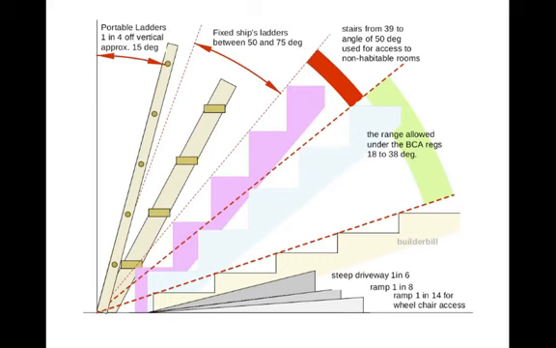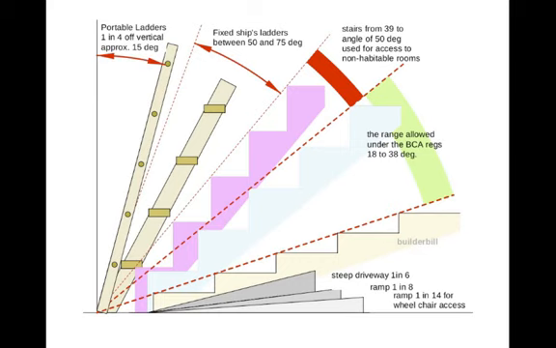You can go to 1 and 12. 1 and 8 is a ramp that you could walk up, but it's not wheelchair accessible. If you had a steep driveway or something, it might be 1 and 6. Might be more than that. We can have basic commercial building. It's going to be somewhere in this 18 to 38 degrees.